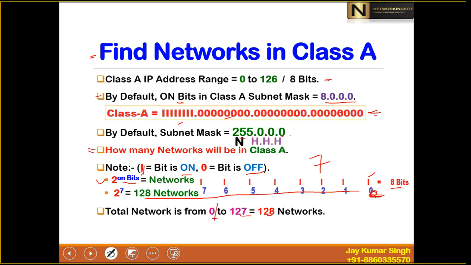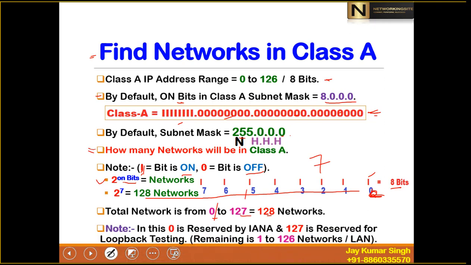And 0 is not in use. 127 is also not in use. 0 is reserved by IANA and 127 is reserved for loopback testing. We will check this thing. So what is the remaining? The remaining range, from 1 to 126, is the valid network range in class A.